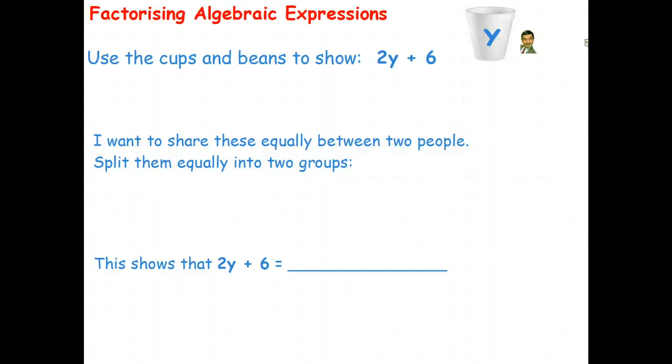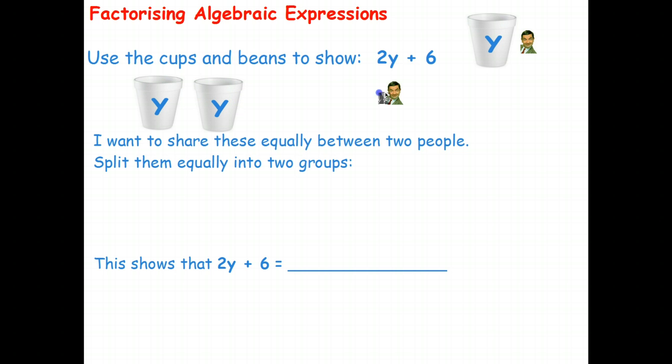Okay, let's go ahead and use all of this to factorize algebraic expressions. So what I'm going to do is go back to cups and beans again. Use the cups and beans to show 2y. Well, that's y plus y. Each of those cups contains y beans and 6 additional beans. So that's 2y plus 6, and that's what's called the expanded form.